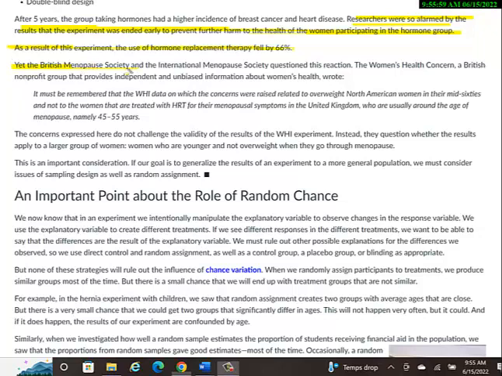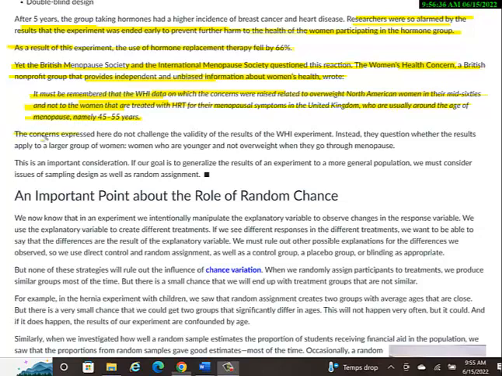Yet the British Menopause Society and the International Menopause Society questioned this reaction. The Women's Health Concern, a British nonprofit group that provides independent and unbiased information about women's health, wrote, quote, "It must be remembered that the WHI data on which the concerns were raised related to overweight North American women in their mid-60s, and not the women that are treated with HRT, hormone replacement therapy, for their menopausal symptoms in the UK, which are usually around the age of menopause, namely 45 to 55 years."